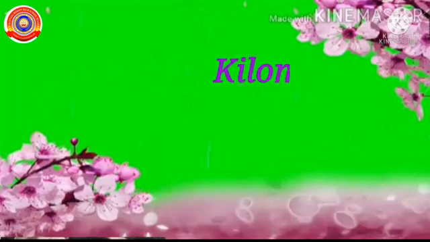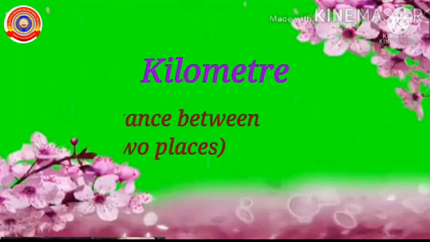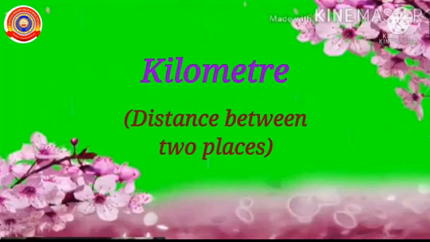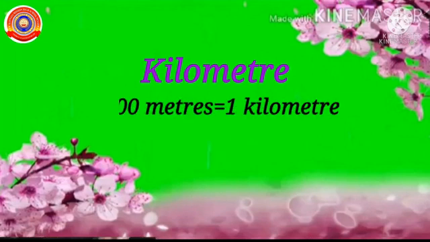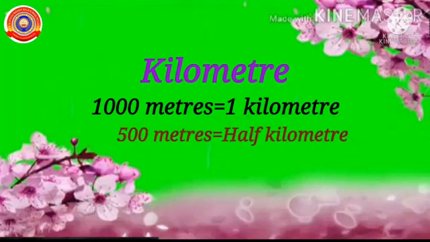Students, there is also a large unit of length. That unit is called kilometer. Listen, kilometer is used to express the distance between two places. There is also a relationship between meter and kilometer. That is, 1000 meters make 1 kilometer. Therefore, it forms another equation, that is 500 meters equals half kilometer.